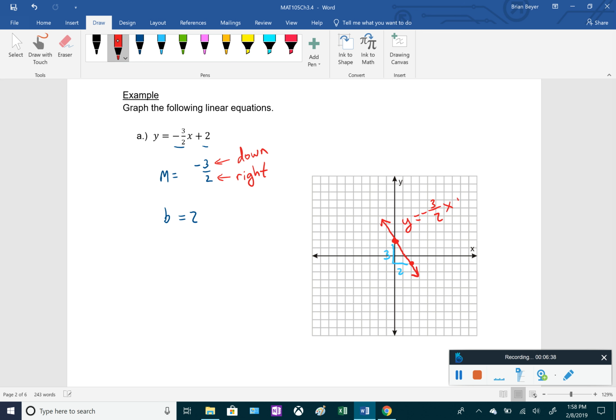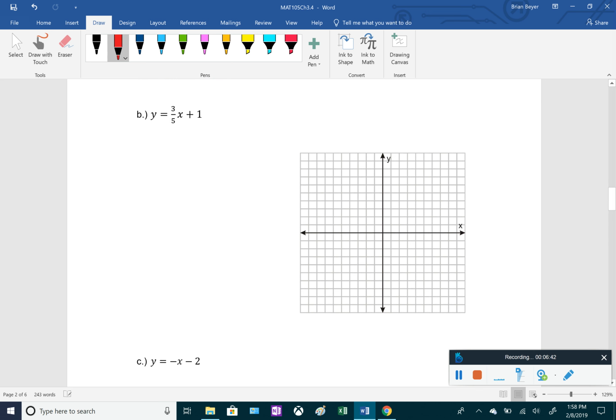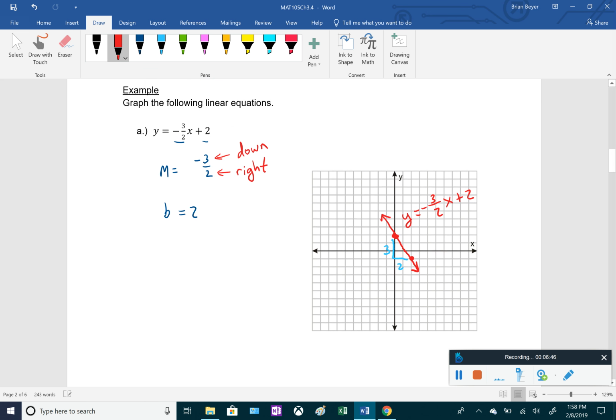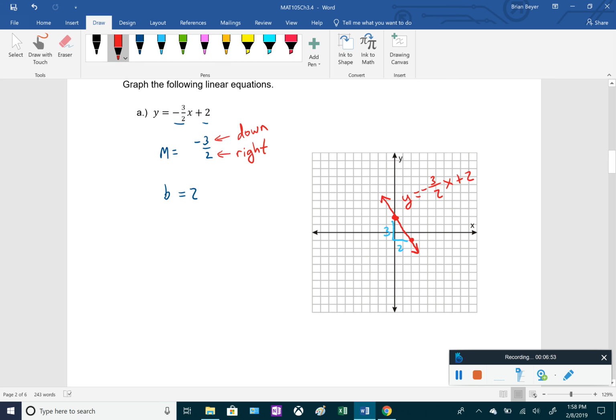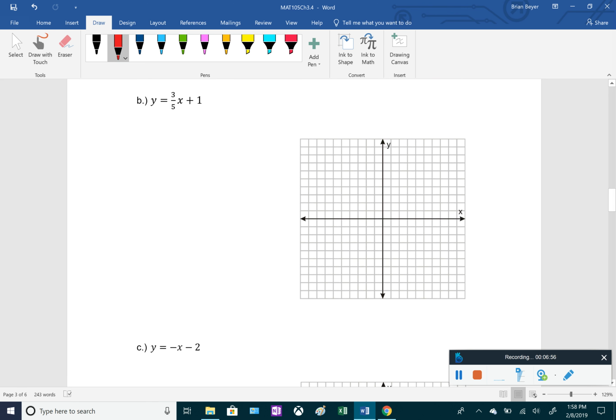Okay, and then for the next one, y equals 3/5 x plus 1. Well, going back to the other one real quick, we can see that we have a negative slope. So that means our graph should be falling from left to right, which it is. That's a good way to check to make sure you didn't mess anything up also. Next one, y equals 3/5 x plus 1.